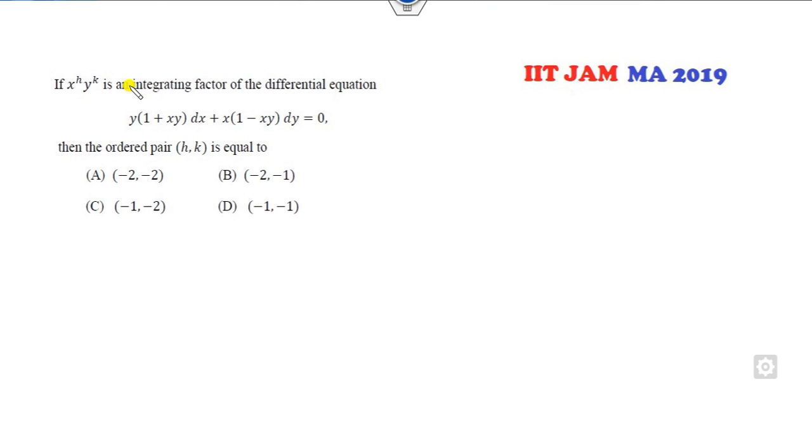Okay, if x to the power h, y to the power k is my integrating factor, fine. If I multiply this by x raised to power h and y raised to power k, what will happen? Because I have to use M with respect to y, x is a constant, so I can take x raised to power h outside, y raised to power k plus 1, so it is y of 1 plus k plus x y of 2 plus k, fine. And what is my N?